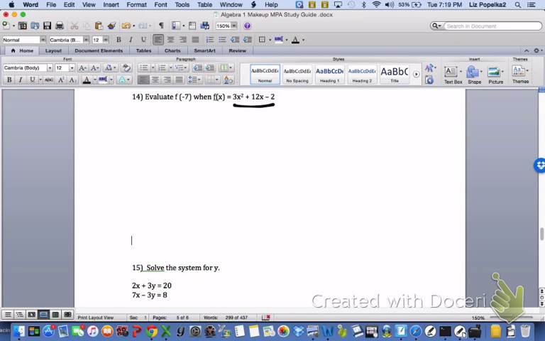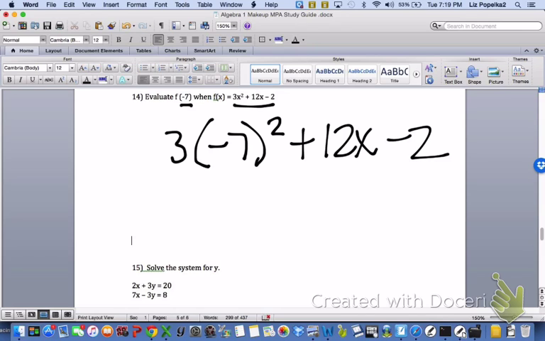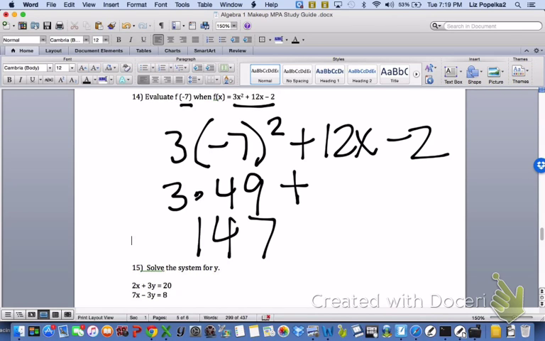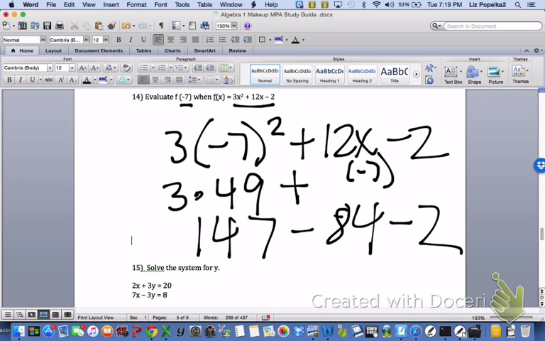Number 14 asks us to evaluate this function when it's f of -7 instead of f of x. So that means we need to take the x in the equation and put in a -7. All I'm doing is replacing the x's in that function with a -7. In order of operations, we've got to do the exponent first. So -7 times -7 is a positive 49. Then I'm going to take 3 times 49, which gives me 147, plus 12 times x. That's 12 times -7, which gives me -84, minus 2. If I do 147 minus 84 minus 2, I'm going to end up with 61 for my final answer.